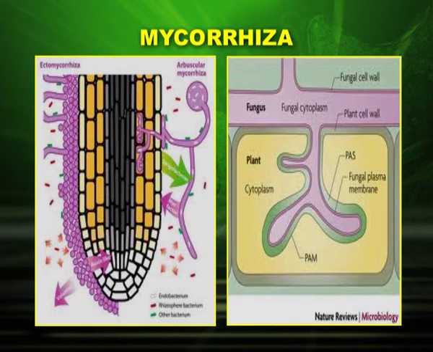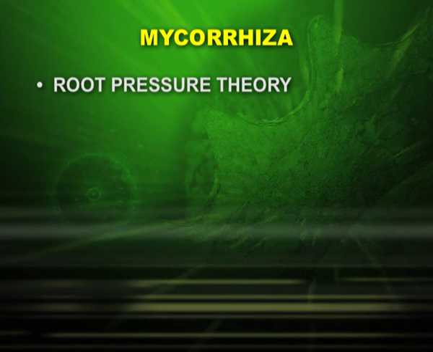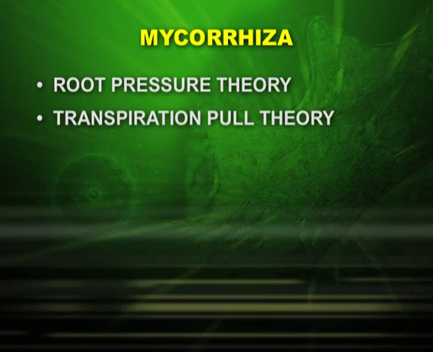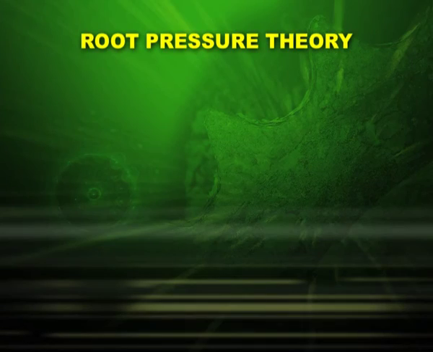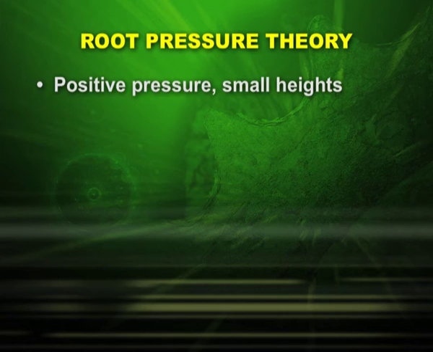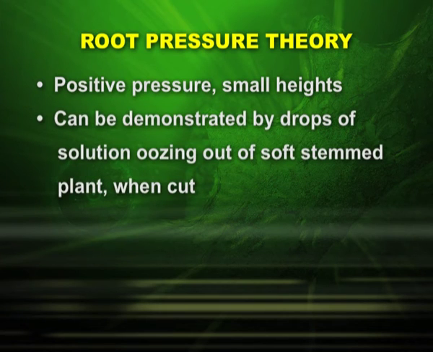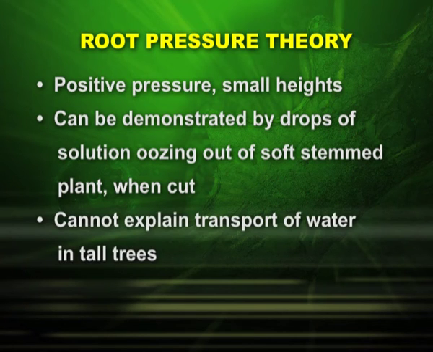Now, when we study the movement of water up the plant, there are two widely accepted theories. One is the root pressure theory and the other one is the transpiration pull theory. Let us study the first theory, that is the root pressure theory. This involves positive pressure and the movement of water molecules to small heights. Now, this can be demonstrated by the drops of solution oozing out of a soft-stem plant when cut. It cannot explain the transport of water in tall trees.